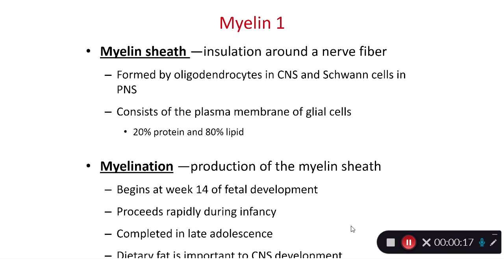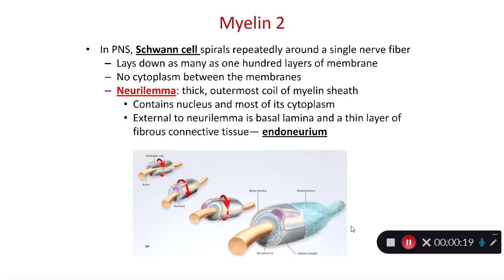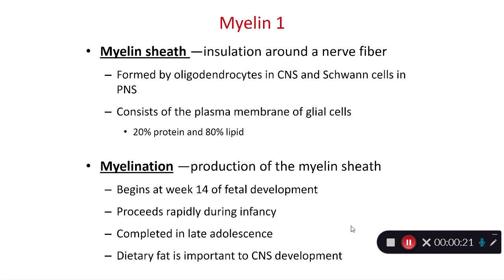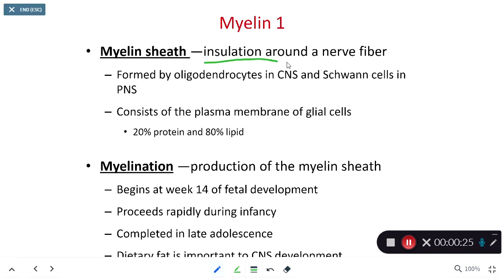So, as we dive in here, let's talk about our myelin. When we think of myelin, it insulates the nerve fiber. It insulates the axon of our neurons. Within the central nervous system, it's formed by oligodendrocytes. Within the peripheral nervous system, it's formed by Schwann cells. And as we look at the myelin, it has its white coloration because it's overwhelmingly going to consist of lipids.